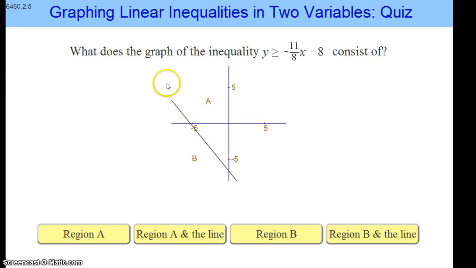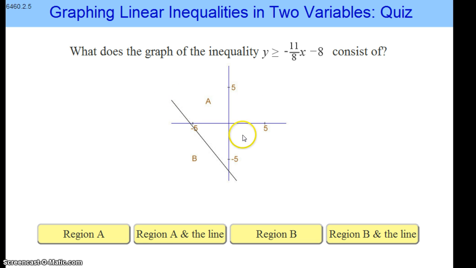This video is on graphing linear inequalities in two variables. The question asks, what does the graph of the inequality y is greater than or equal to negative 11/8 x minus 8 consist of? First of all, they drew the line y equals negative 11/8 x minus 8, and that's what this is. You just have to trust them that that's right. If you don't think that's right, go ahead and graph it yourself.